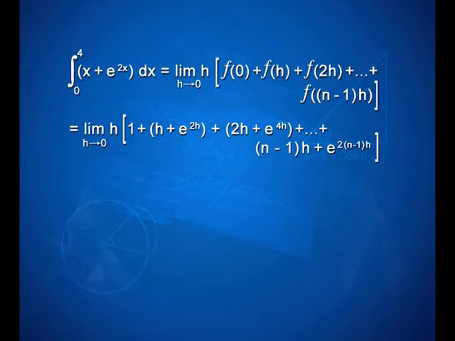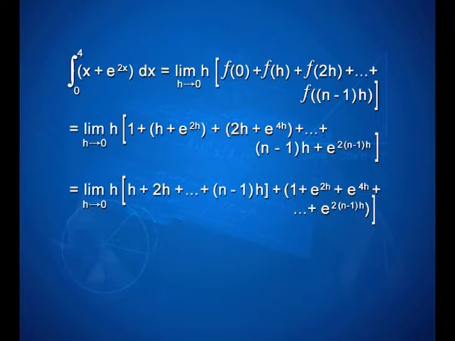that is equal to limit h tends to 0 h into 1 plus h plus e to the power 2h plus 2h plus e to the power 4h plus so on plus n minus 1 into h plus e to the power 2 into n minus 1 into h, that is equal to limit h tends to 0 h into h plus 2h plus so on plus n minus 1 into h plus 1 plus e to the power 2h plus e to the power 4h plus so on plus e to the power 2 into n minus 1 into h.